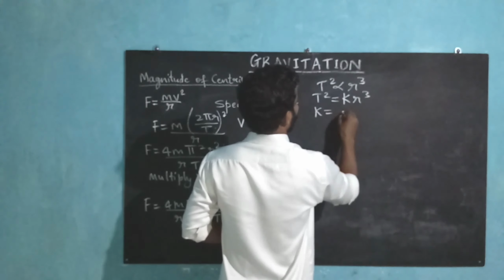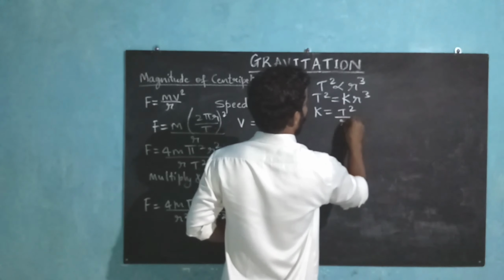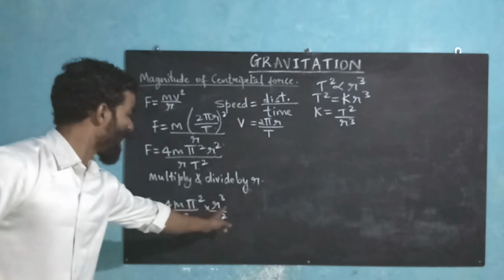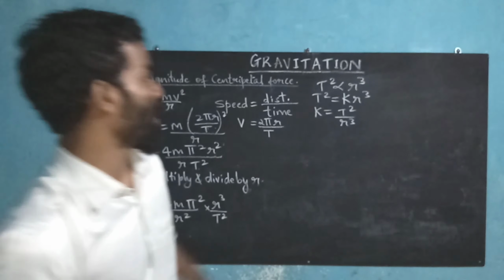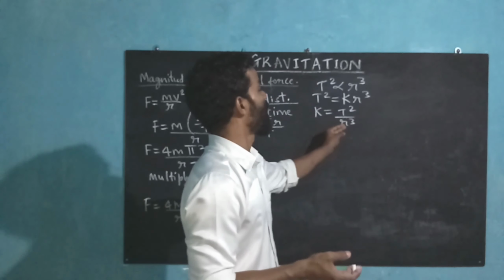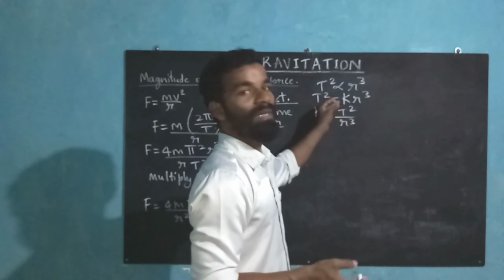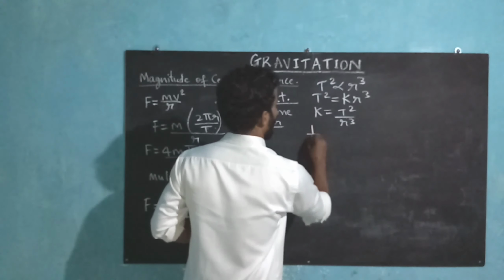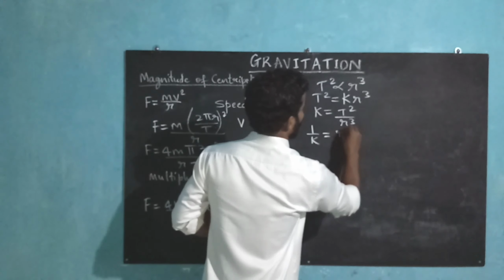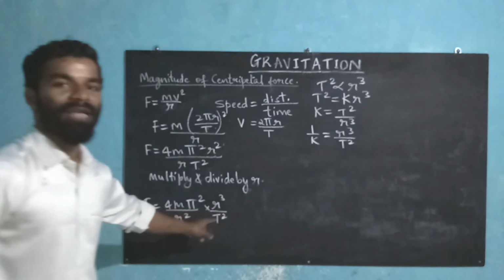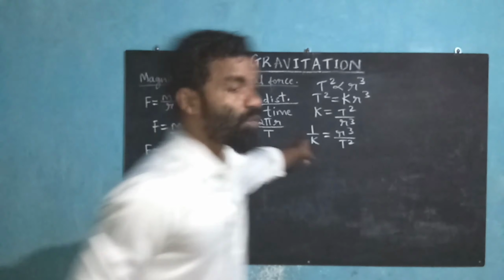So what is the value of K? T square divided by r cube. Now we need here r cube divided by T square. So r cube is in the denominator. So we have to just take the denominator into the numerator and the numerator into the denominator on both sides. So this becomes 1 by K is equal to r cube divided by T square. And now you can substitute r cube divided by T square as 1 by K.